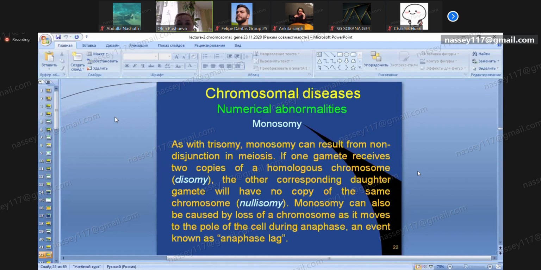As with trisomy, monosomy can result from non-disjunction in meiosis. If one gamete receives two copies of a homologous chromosome, so-called disomy, the other corresponding daughter gamete will have no copy of the same chromosome. It's called nullisomy. Monosomy can also be caused by loss of a chromosome as it moves to the pole of the cell during anaphase, an event known as anaphase lag.